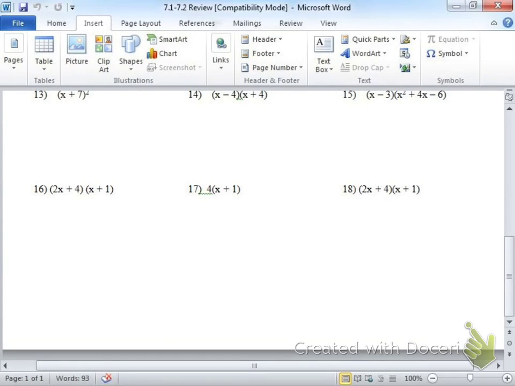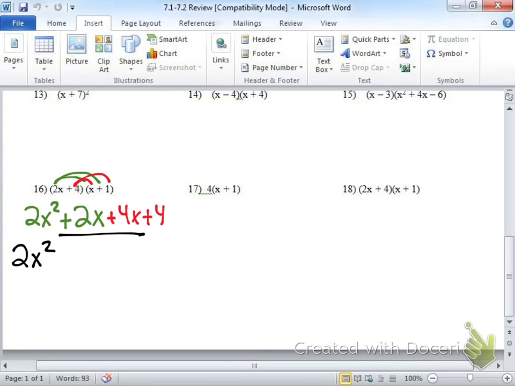Alright, let's finish up these last three. So on number 16, I'm going to distribute the 2x to both terms in the second set of parentheses. So that's going to be 2x squared plus 2x. All I did was 2x times x, I got 2x squared. And 2x times 1, I got 2x. Next, I'm going to distribute the 4. So 4 times x is 4x. And 4 times 1 is 4. Alright, like terms in the middle, we have 2x squared plus 6x plus 4.